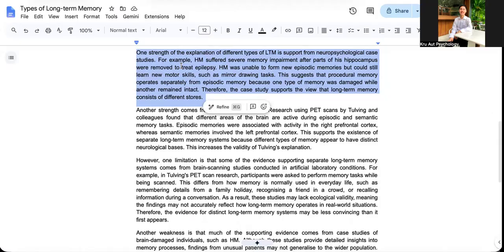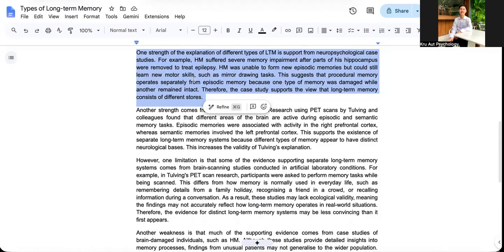I'm gonna call it a study because it's a case study, so not really an experiment. It's just like HM alone did in the procedure of this study. So we need to explain what this means. This suggests that procedural memory operates separately from episodic memory because one type of memory was damaged while another remained intact. By having one damaged and another normally functioning, right? Same idea. Shows how they are separate from each other.